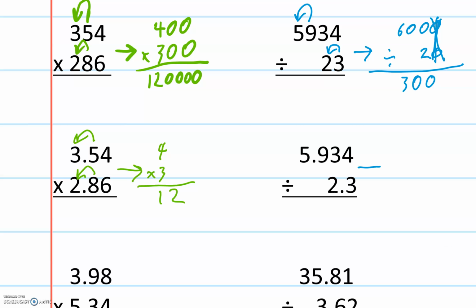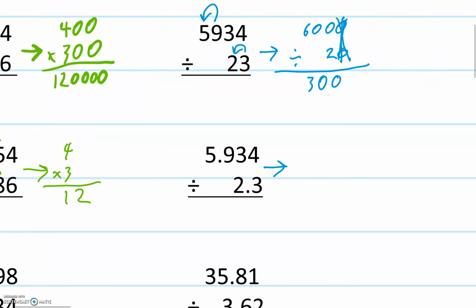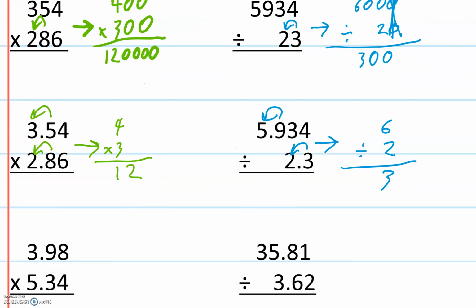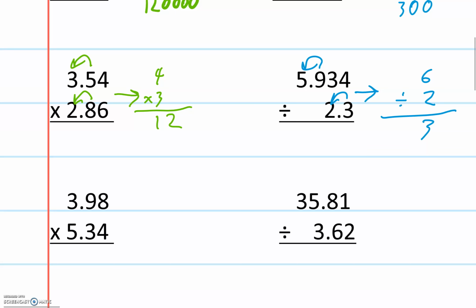Okay, looking at our next one here, this one will probably be a little bit closer to the right answer, but also a little bit off. So let's take a look. So the 9 rounds up the 5, so 6.000, or simply just 6. And divided by, and the 3 rounds down the 2, so it stays 2. So 6 divided by 2 is 3. So this is called using benchmarks.